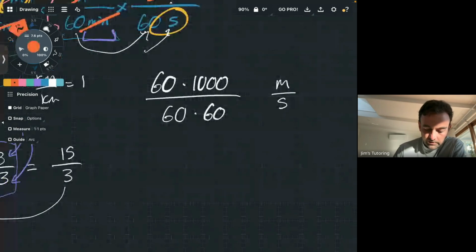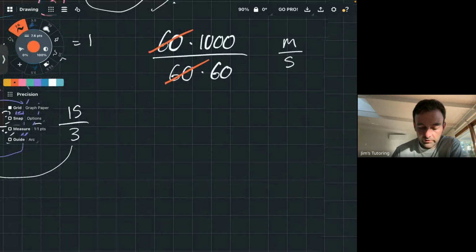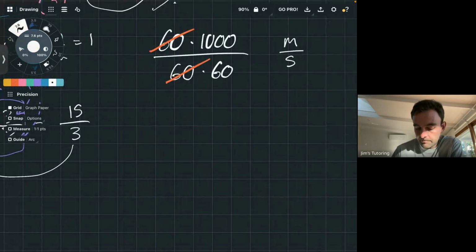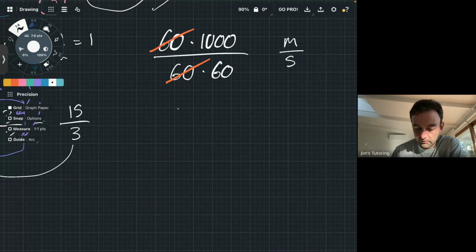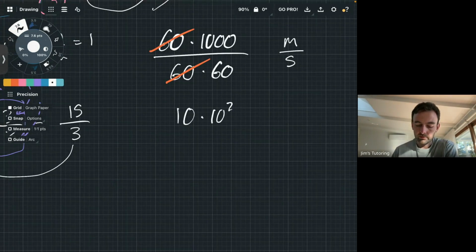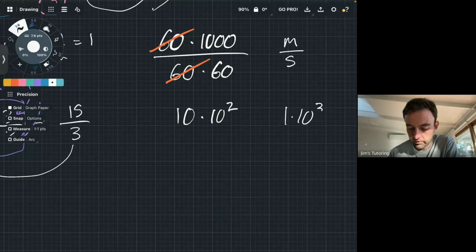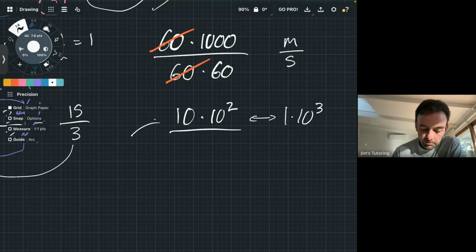So when we get this, we could just cross off the 60 and the 60, and then I'll just convert this into scientific notation. So I'd actually convert this to 10 times 10 to the 2 instead of 1 times 10 to the 3. These are the same number. And the reason that I do that is because I always like my numerator, so the top number, to be bigger than the denominator.